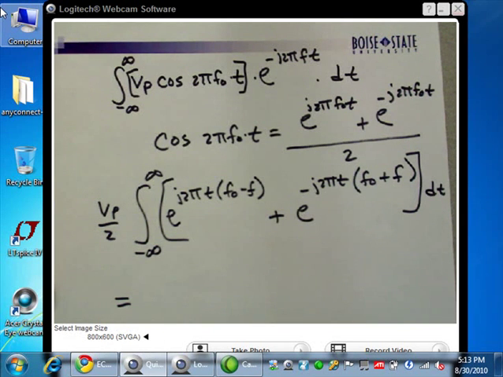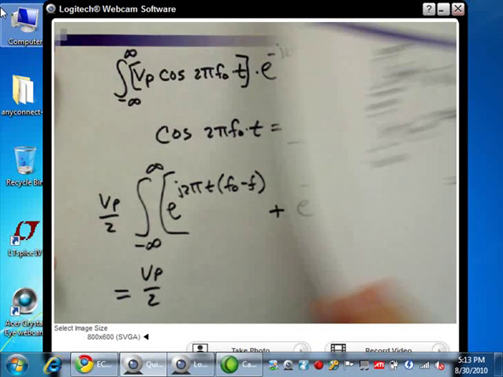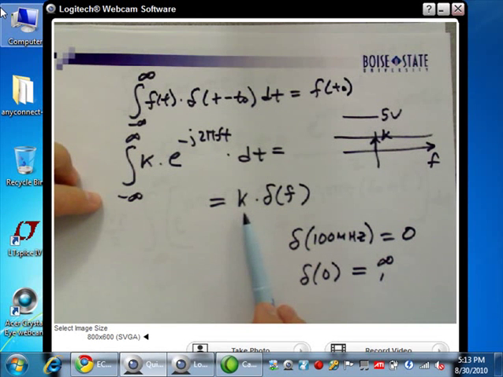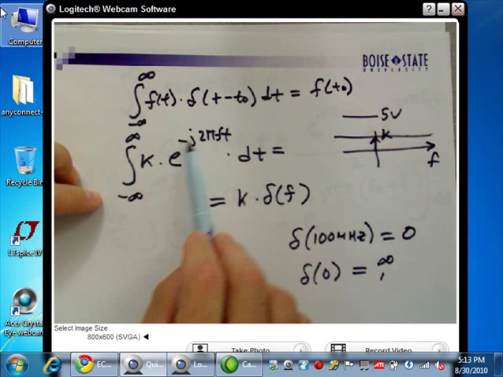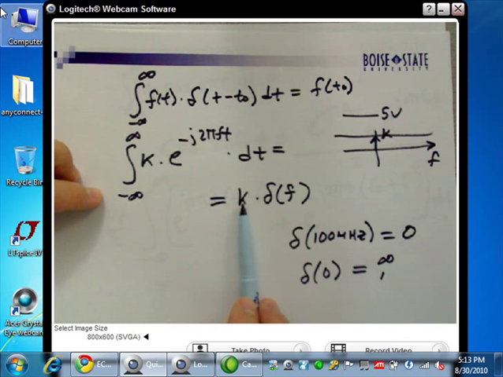So what do I do now? Integrate e to the x dx. Well, you know what? I need some help. So I go back here and I look and I say, oh yeah, I got this little handy dandy equation right here which says the integral of e to the minus j 2 pi ft is just k del f. So since k here I can forget about, just assume it's 1, it's outside.